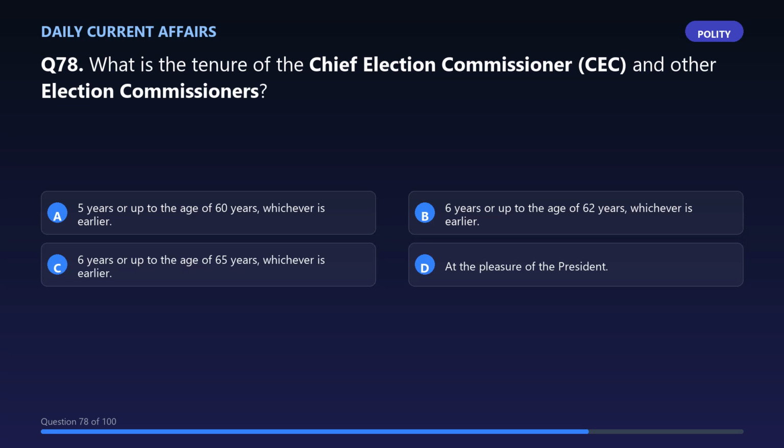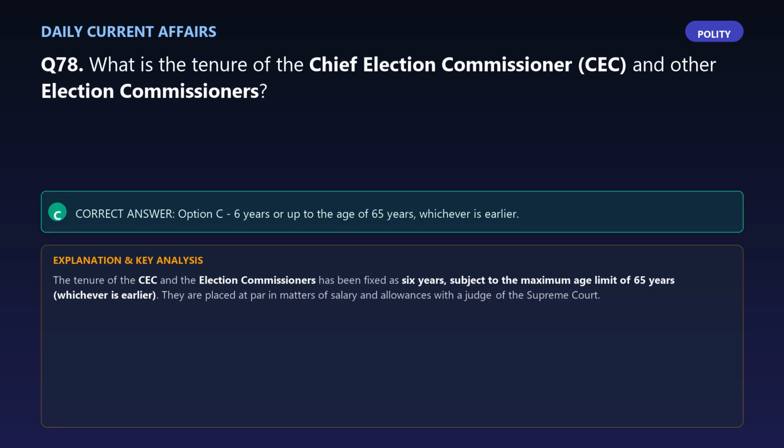Question 78. What is the tenure of the Chief Election Commissioner, CEC, and other election commissioners? The correct answer is option C, 6 years or up to the age of 65 years, whichever is earlier. Explanation: the tenure of the CEC and the election commissioners has been fixed as 6 years, subject to the maximum age limit of 65 years, whichever is earlier. They are placed at par in matters of salary and allowances with a judge of the Supreme Court.